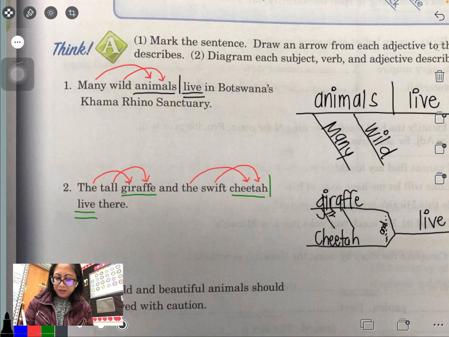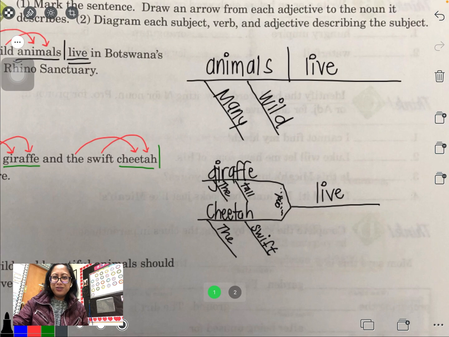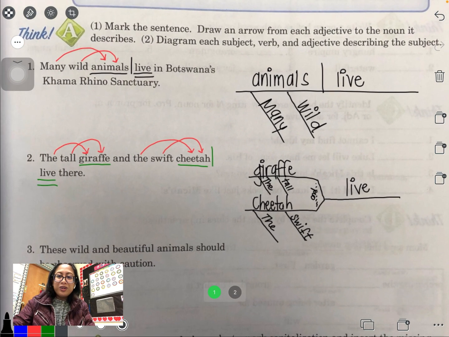And I'm going to put the tall, okay? We got to be creative. And then for cheetah, we've got plenty of space here, but I'm still going to not go too much. The swift. All right. And that's what we have for number 2. Really interesting, I know. So we are going to do number 3 at our Zoom meeting, and I'm really looking forward to it. And if you want to give number 3 a shot before you see me, that'd be cool too.